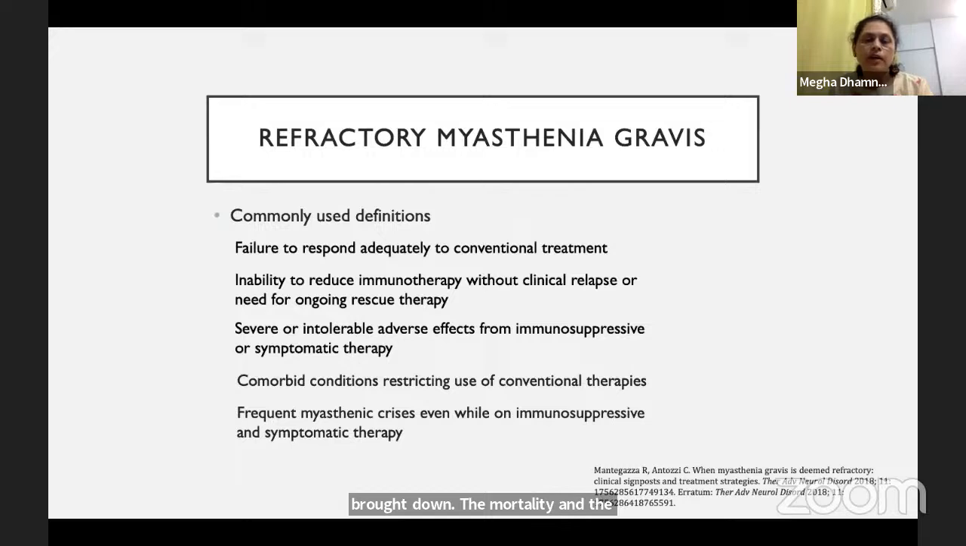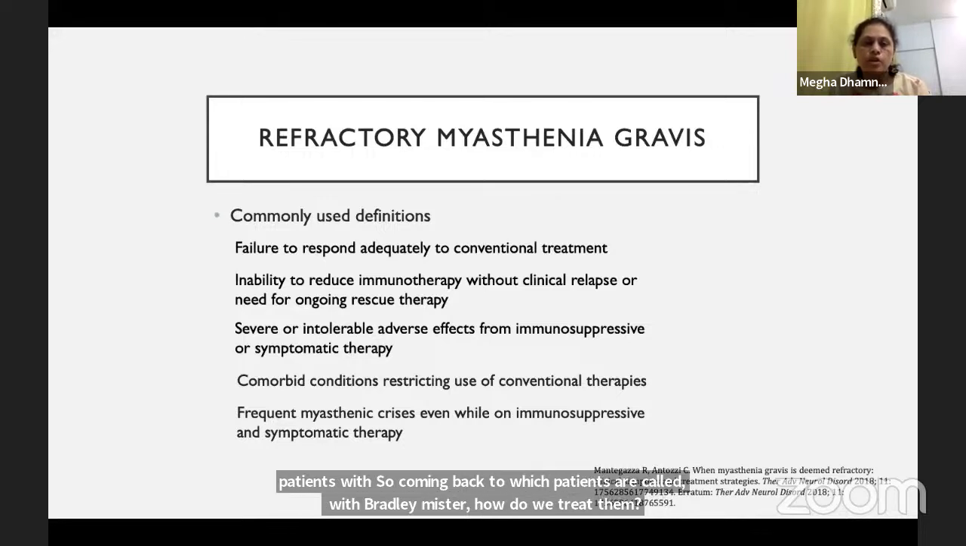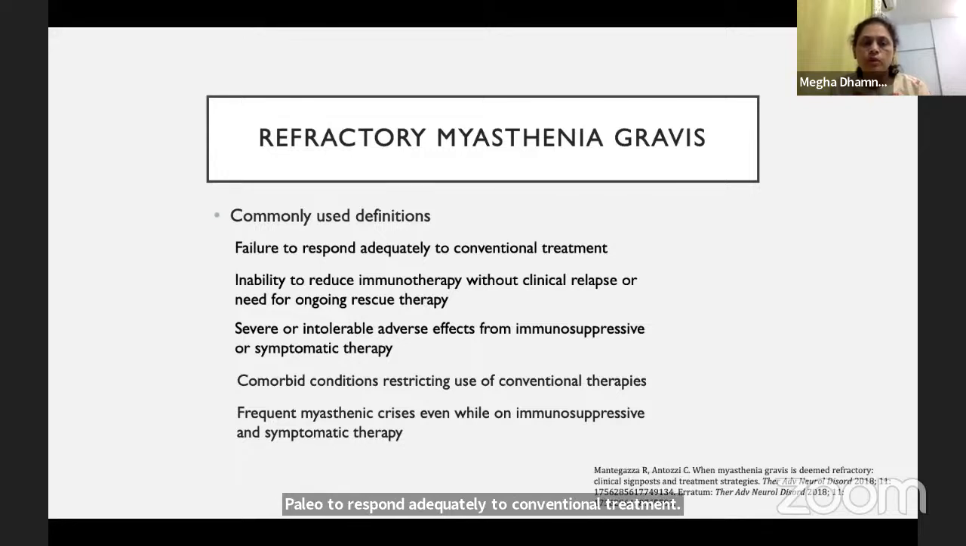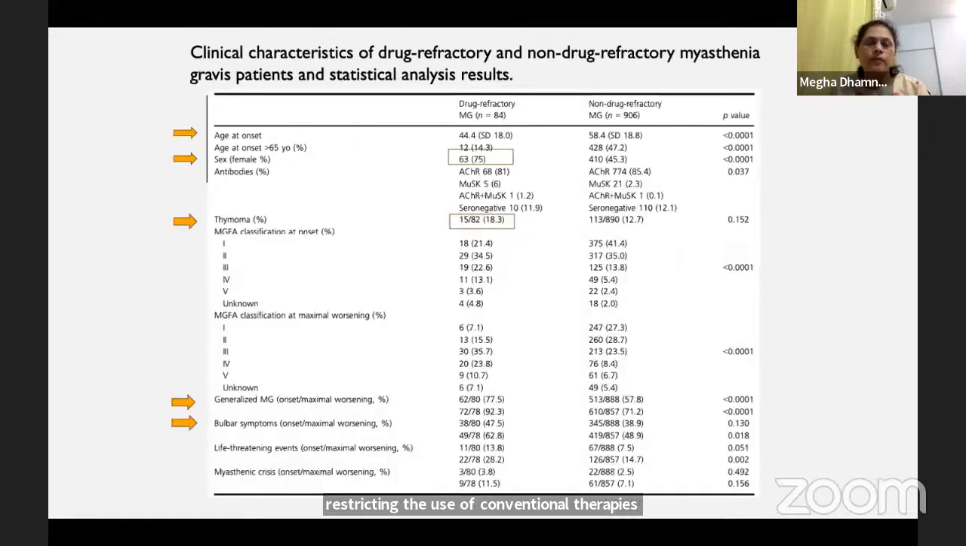So coming back to which patients are called refractory myasthenia gravis and how do we treat them? Failure to respond adequately to conventional treatment, inability to reduce the immunotherapy without clinical relapse or need for ongoing rescue therapy, intolerable adverse effects, comorbid conditions restricting the use of conventional therapies, and frequent crisis.